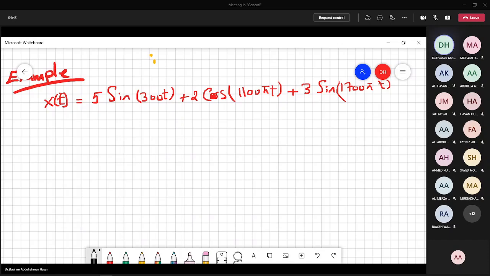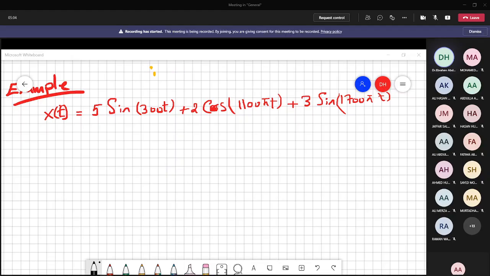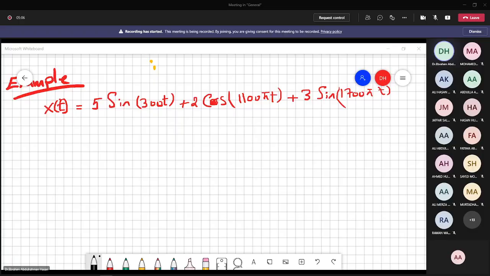Okay, we are still talking about the properties of signals. The first property we talked about is the instantaneous value. So what is the instant time? We defined what is instant time and what is the instantaneous value.